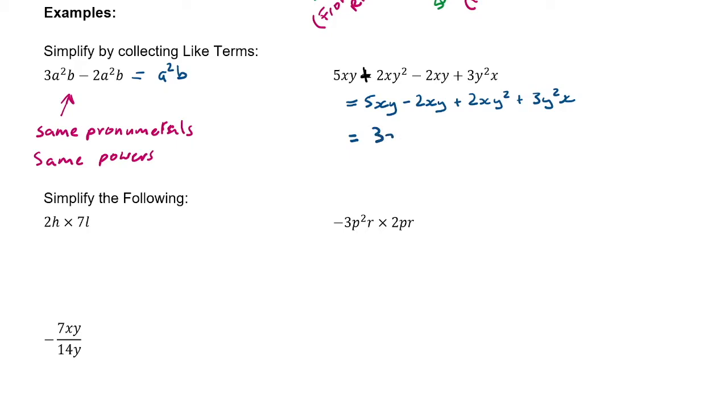We're going to have 3xy plus 5xy squared. So pop those into alphabetical order when you're rewriting them. That's that one done and dusted.